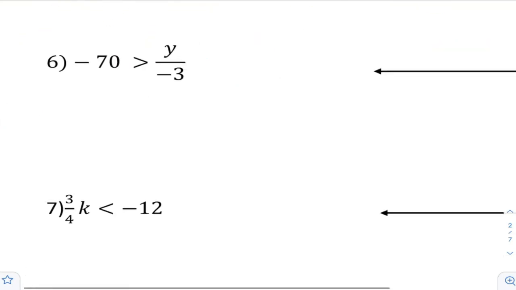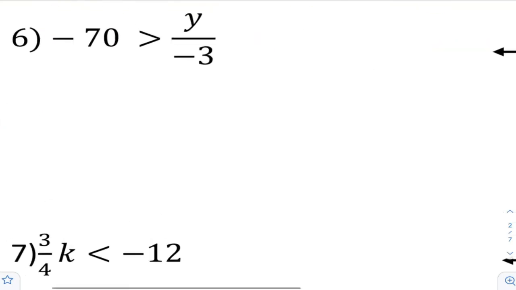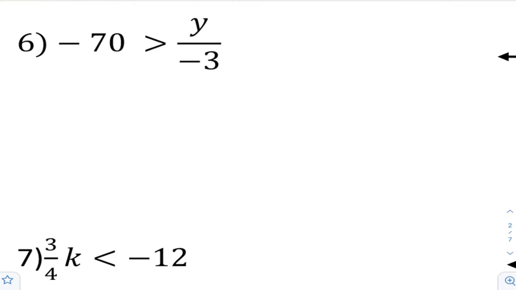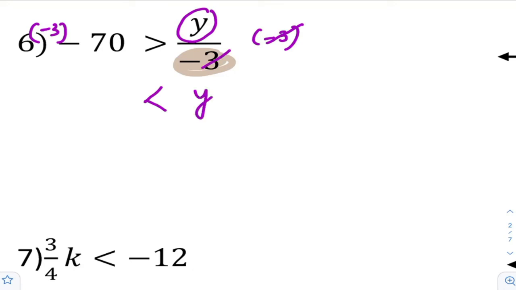Let's see here. We want the y alone, and as we learned in the equations, try to get rid of the denominator. So we will multiply by a negative number, which is the -3 in our case. Remember, this will switch. And -3 will cancel the -3. Now we end up with y here.